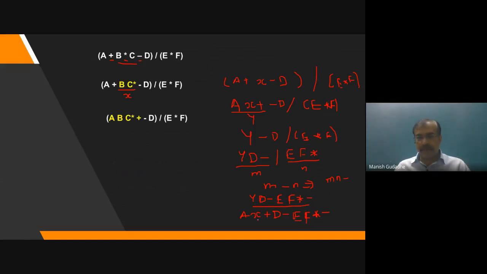Now x needs to be reduced. I'll just write the expression over here. Okay. What is x? Your x is A B C star. Okay. So A, B, C star. X is now expanded, and the rest of the expression is going to be the same. Plus D, minus E F star, minus. Okay, so this will be your final postfix expression for this.